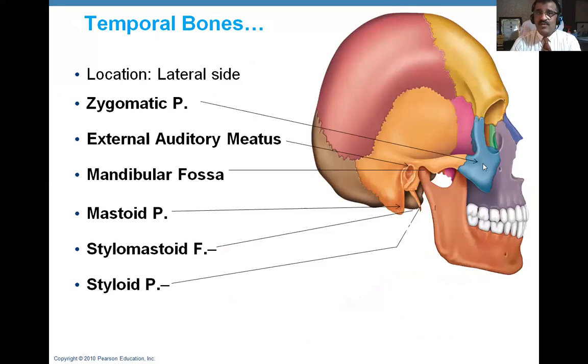You can see the zygomatic process, and you can see the zygomatic process of the temporal bone. Together they are uniting here to make a temporozygomatic joint, and this together makes an arch. It's called the zygomatic arch. And the same meatus you see, mandibular fossa you see, stylomastoid fossa you see here, styloid process you see here. It is located on the lateral side of your head.